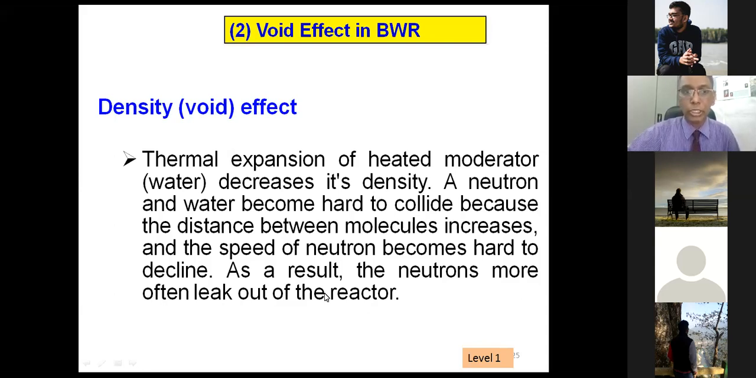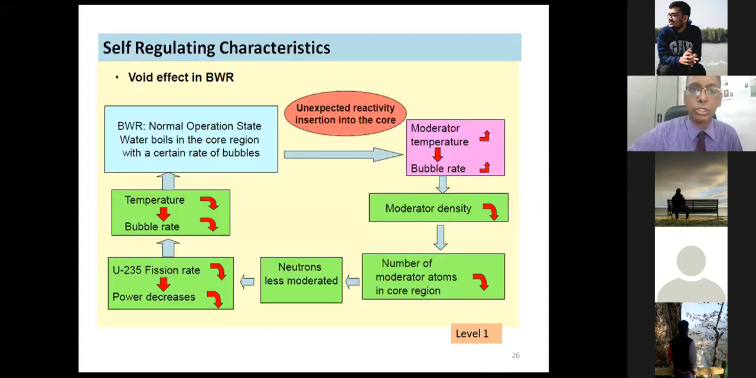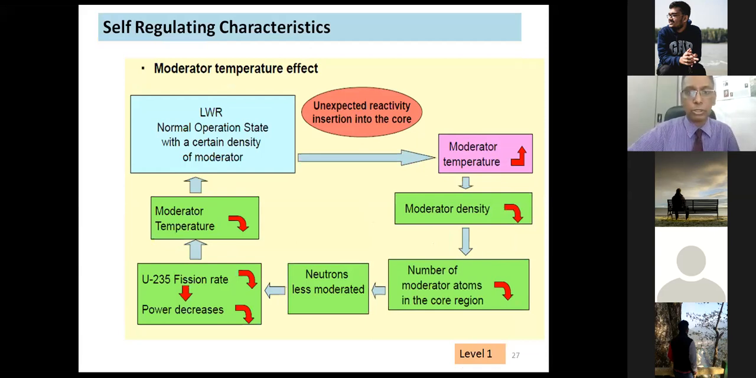Okay. In heat, the water becomes hard to collide, and in that case, there will be fewer collisions because of the distance, and the speed of neutrons will be reduced. If the neutron speed is reduced, then definitely the fission or chain reaction will be reduced. Okay, I already mentioned this here. I am not going to explain in detail.